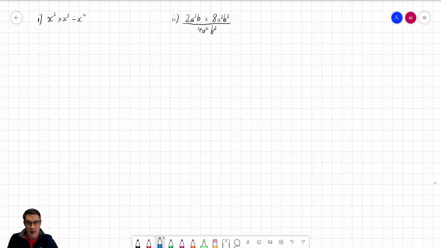All right, amazing people. We've got some more examples to work through here. So the first one is x to the power of 2 times x to the power of 3 divided by x to the power of 4. Now, when working through problems like this, just work through it in steps.